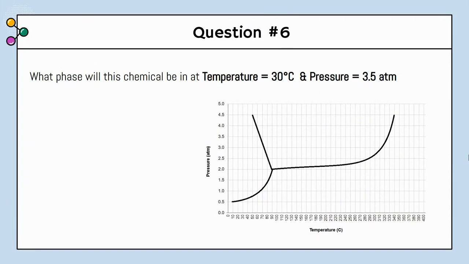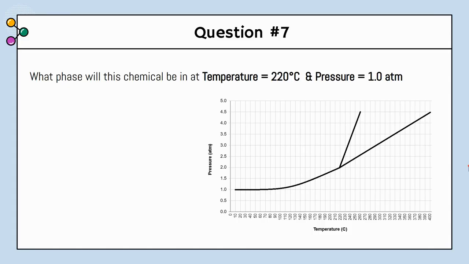So a question for you, what phase will this chemical be in at a temperature of 30 degrees Celsius and a pressure of 3.5 atmospheres? If we use our diagram here, we can see that a temperature of 30 degrees Celsius on the x-axis and 3.5 atmospheres on the y-axis puts us right here. You'll see a blue star will overlay that. We can see this is the solid phase as compared to the liquid or gas phase. So right there, where you see that blue star, this is obviously a solid.